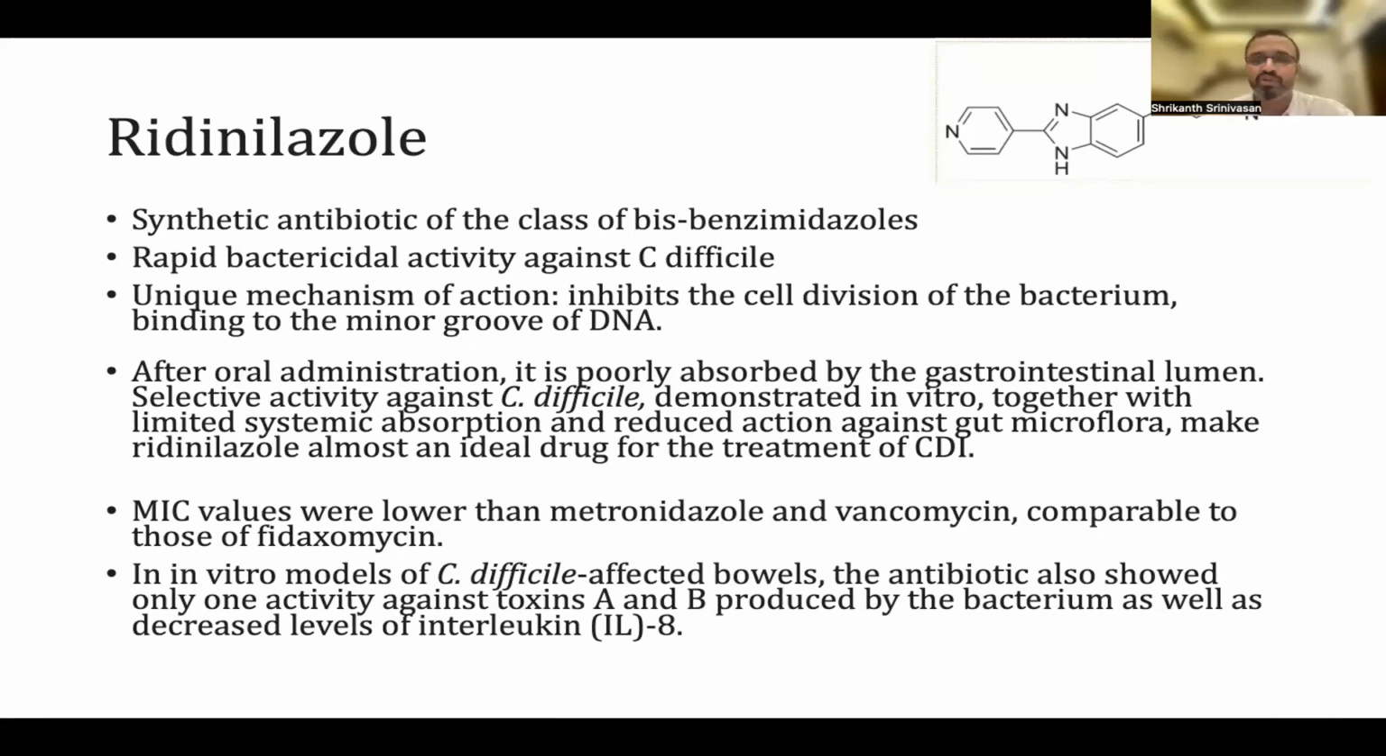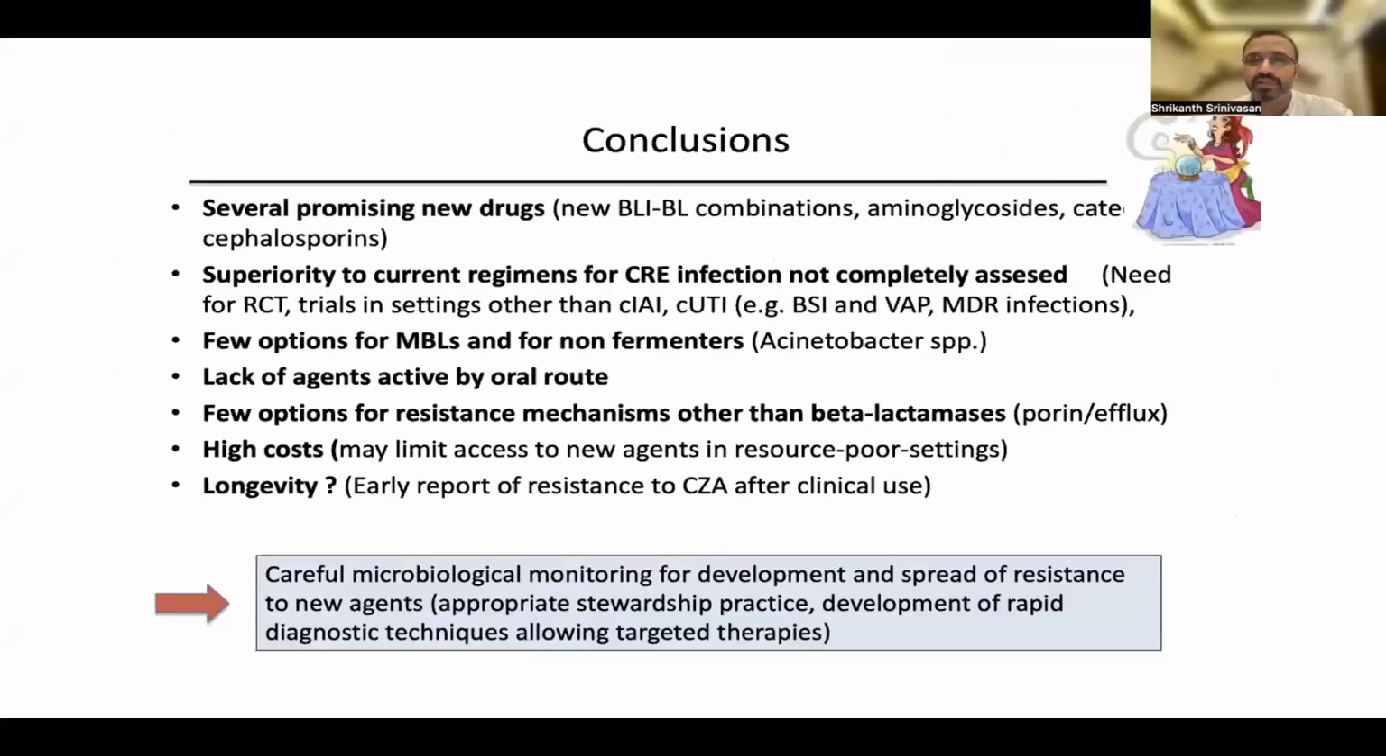And in in vitro models, it shows that it has activity against toxin A and toxin B as well. So it also reduces the level of inflammation, as we can see from the reduction in interleukin 8 levels. So this seems to be a very promising drug for drug-resistant C. difficile infection. In conclusion, several new promising drugs have come up: new BL-BLI combinations, a novel aminoglycoside, a novel tetracycline. Superiority to the current regimens or the best available therapy is not completely assessed. It requires randomized controlled trials, but there's definitely much more promise.